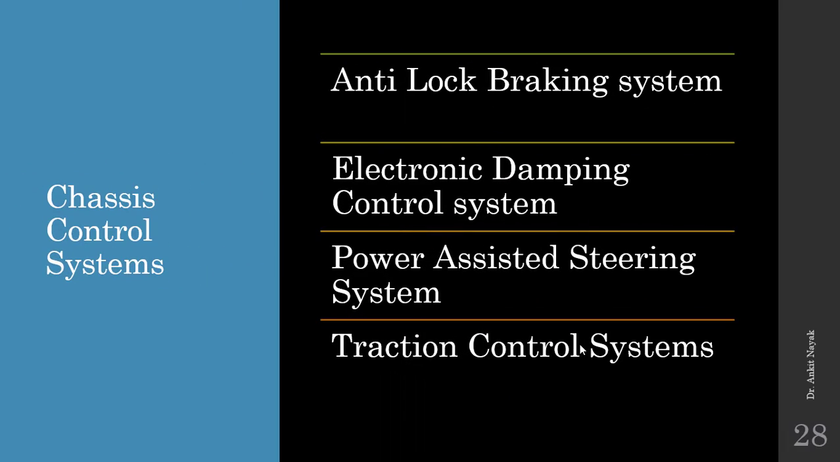Further, we have to study a few more things, and those are nothing but the chassis control systems of the automobile. Chassis control systems include the anti-lock braking system (ABS), which we have already discussed in brief, electronic damping control system, power assisted steering system, and traction control system. Those are a few more things which we have to discuss in our lecture.